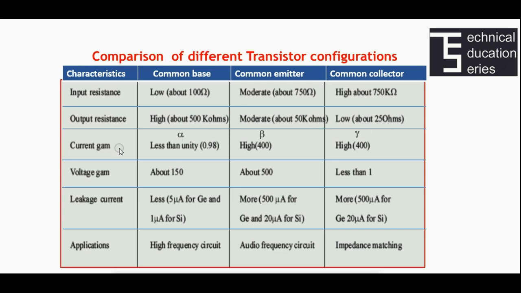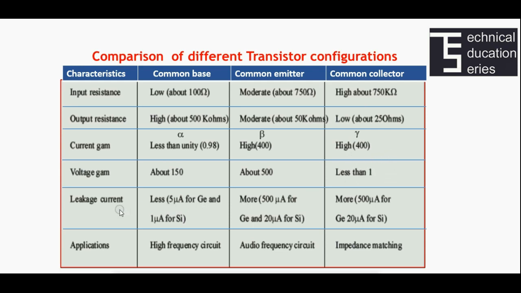In the case of current gain, alpha is the current gain in common base configuration. It is less than unity, about 0.98. Common emitter is having current gain beta at a rate of 400, and common collector is also gamma. It is at rate of 400. In case of voltage gain, common base is having 150, common emitter is having 500, but the common collector voltage gain is always less than 1.